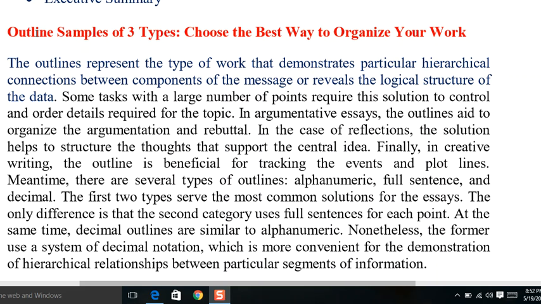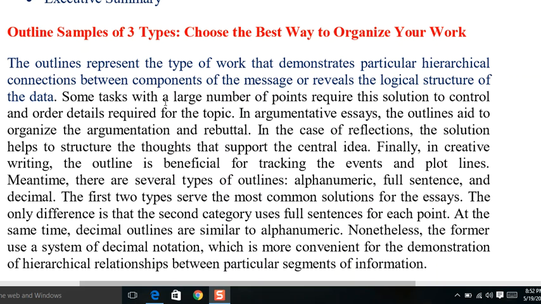We require huge attention to design outlines. There are many ways and methods to construct an outline. We will discuss them in our next phase, but let's first read. The outlines represent the type of work that demonstrates particular hierarchical connections between components of the message or reveals the logical structure of the data.